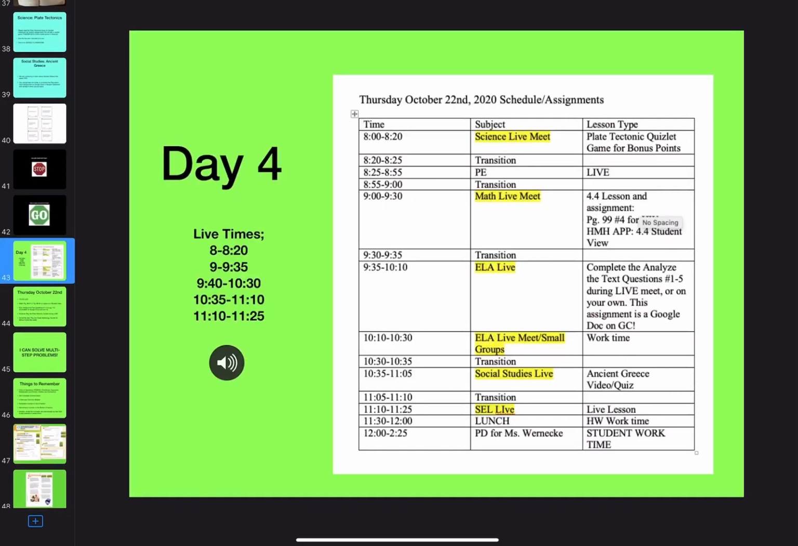And then the last day of school this week is Thursday. We do not have school on Friday, and our live times are a little different on Thursdays because teachers have meetings in the afternoon. So at the bottom, I've had kids ask, what is PD for Miss Wernicke from 12 to 2:25? That is literally just professional development. That's what I'm doing. You are doing work time. You just have additional time to complete your work.